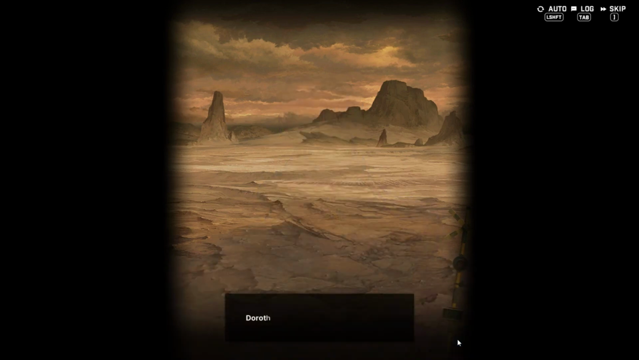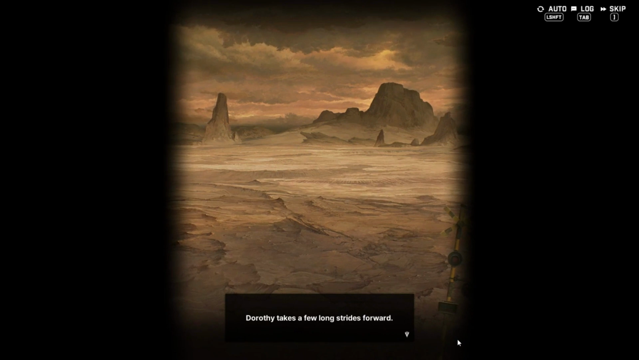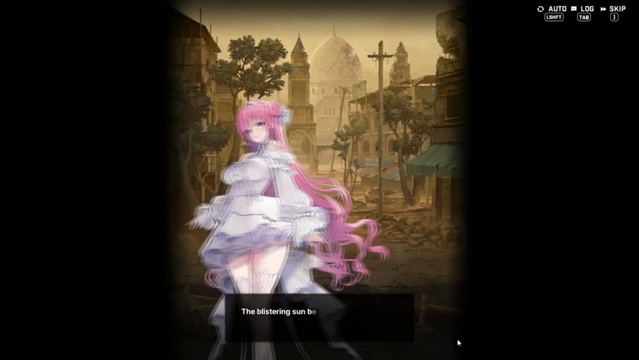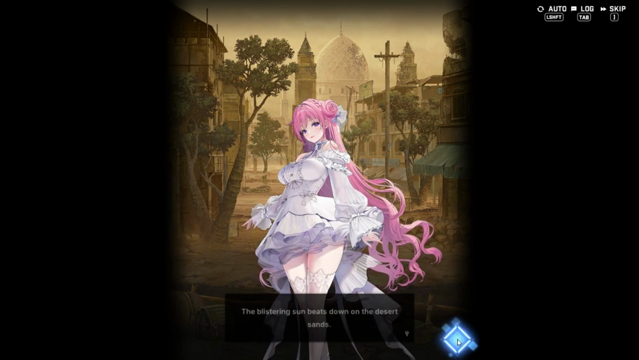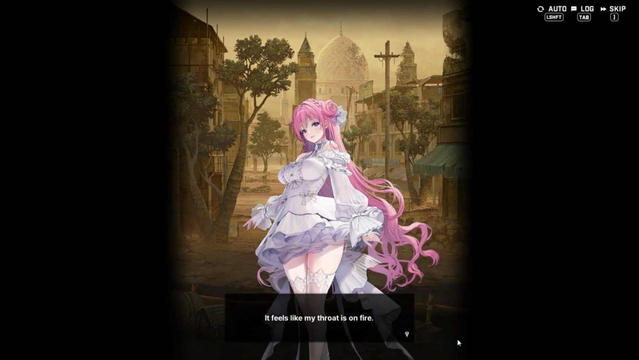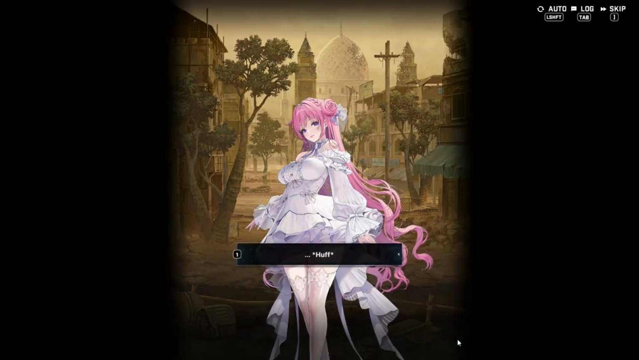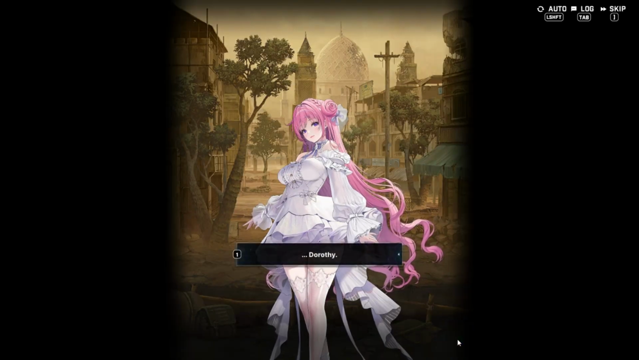Try to keep up. Dorothy takes a few long strides forward. Not once during our sojourn into the desert do we stop to rest. The blistering sun beats down on the desert sands. It feels like my throat is on fire. Dorothy doesn't even look back at me during our jaunt. I find myself thinking about how nicely the other Nikkes treated me when we were out on assignments. My breathing is becoming labored. My throat is dry as a bone.